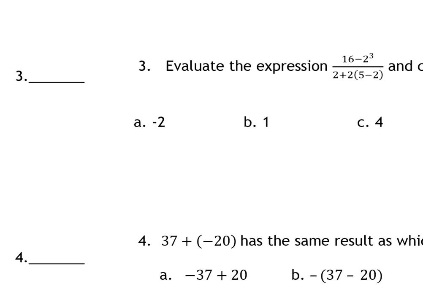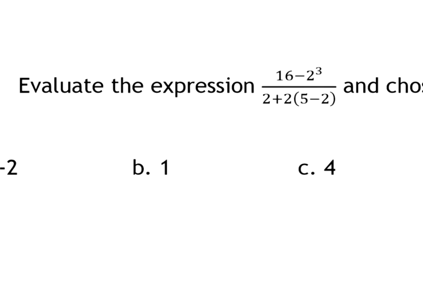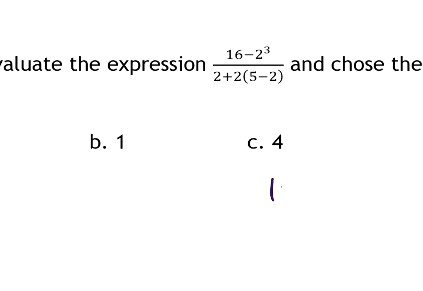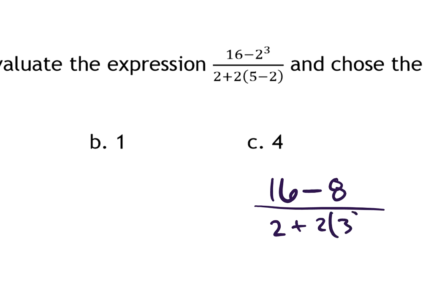Almost done. Last two questions on this page. Evaluate the expression 16 minus 2 to the third over 2 plus 2 times the quantity of 5 minus 2. So I see that I have 16 minus something. 2 to the third power is 8. So I have 16 minus 8. And in my denominator I have 2 plus 2 times, 5 minus 2 is 3.